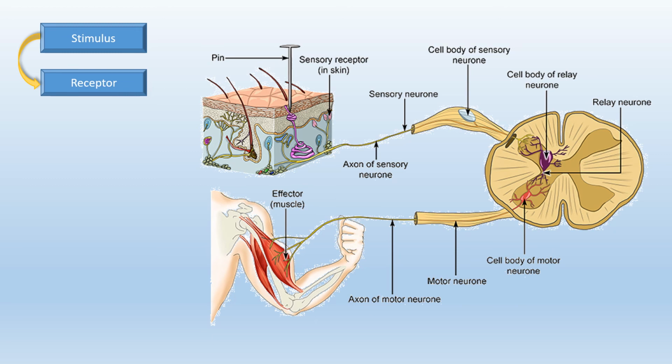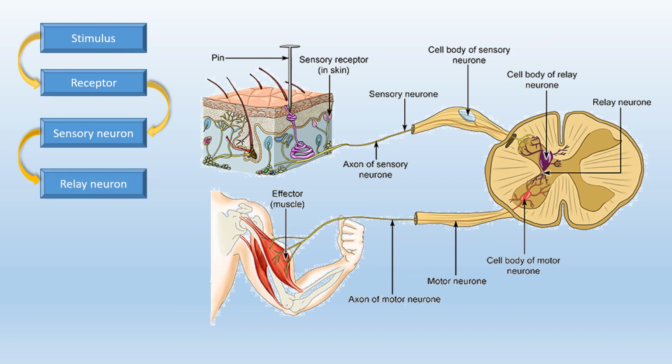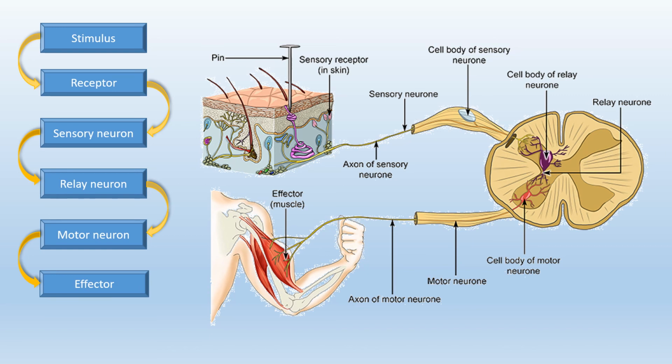which is received by the receptors in your skin. They are stimulated. A nerve impulse is generated, passes along the sensory neurons to the relay neurons in the spinal cord, which gives instructions through motor neurons, and this impulse goes to the effectors, which are the muscles in this case, and these muscles contract and show the response, that is withdrawal of hand from the pin.